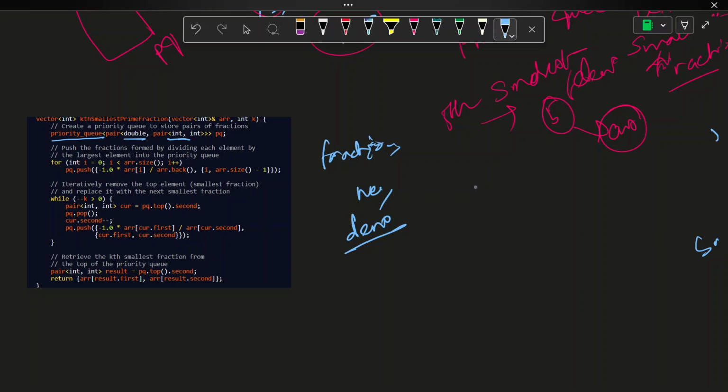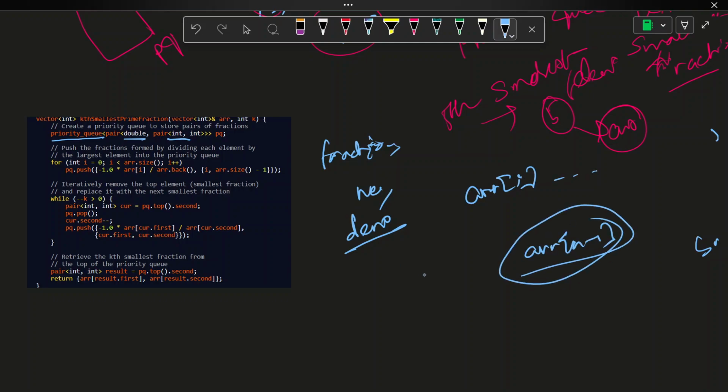What is the smallest? If I take array of i with all the possible, with array of n minus 1, because array of n minus 1 is always the maximum element, so all the left elements will be smaller. So that's why I am pushing the value as array of i by array of back, meaning array of n minus 1, and the numerator value is i, and the denominator value is array of n minus 1. Got it, right? And why am I multiplying with minus 1?